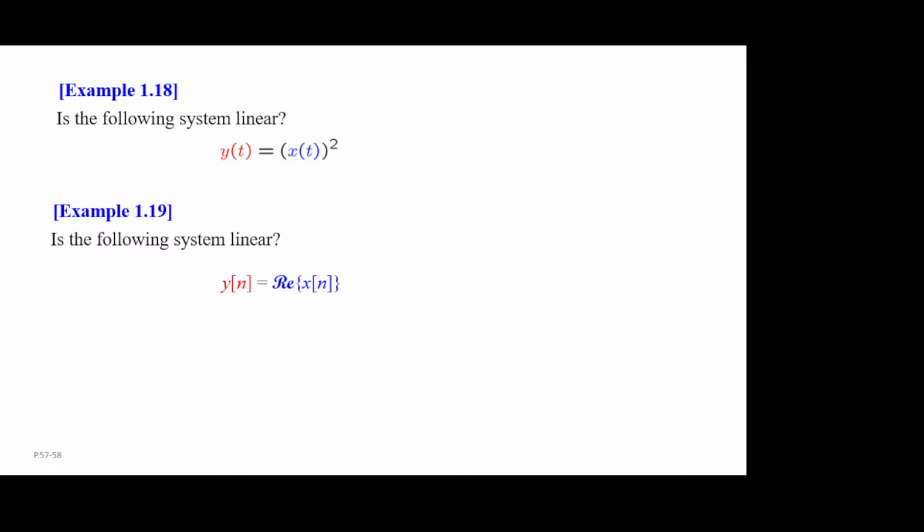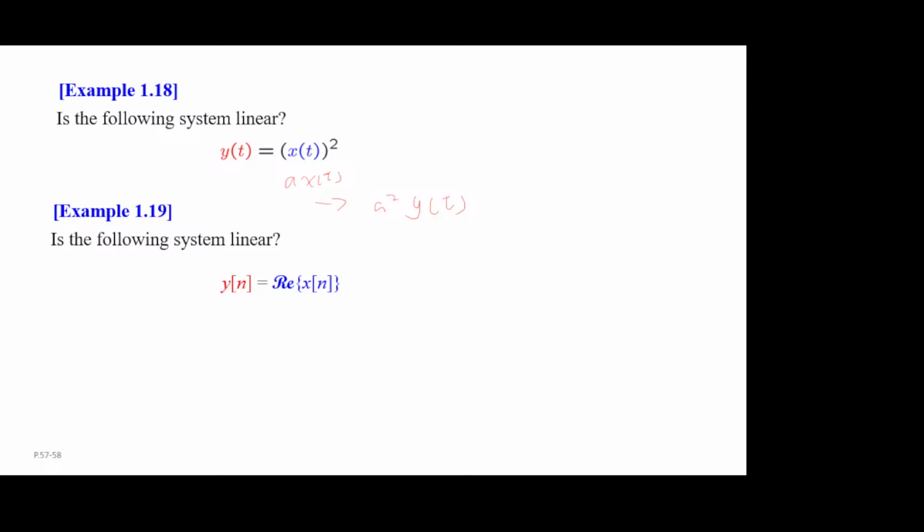But let's say you just check homogeneity, and it's non-linear because if you scale x of t by a, then you go to a squared y of t, because a also gets squared. Then this a squared is not a, so this is not linear. Okay. Now the second one is harder.